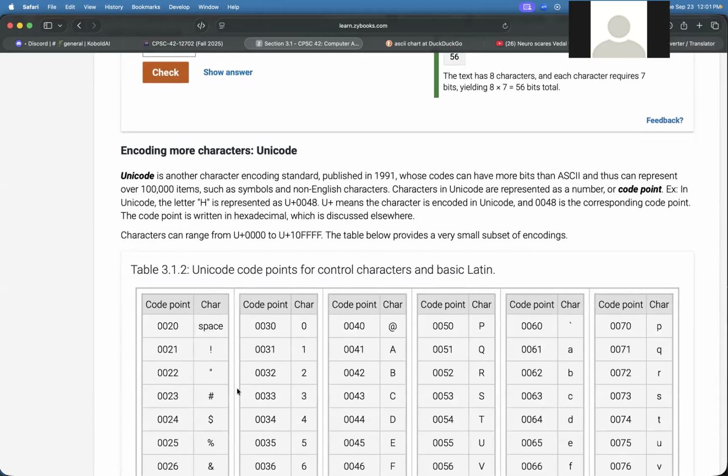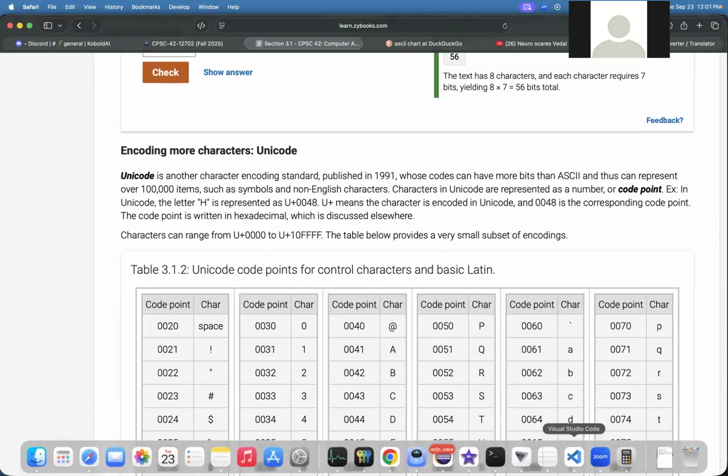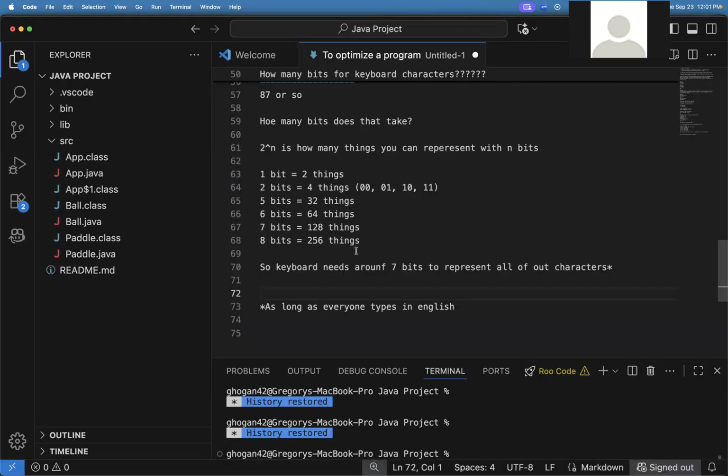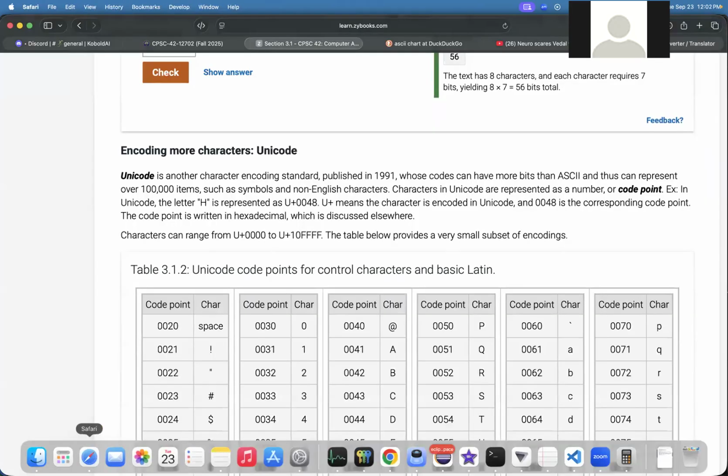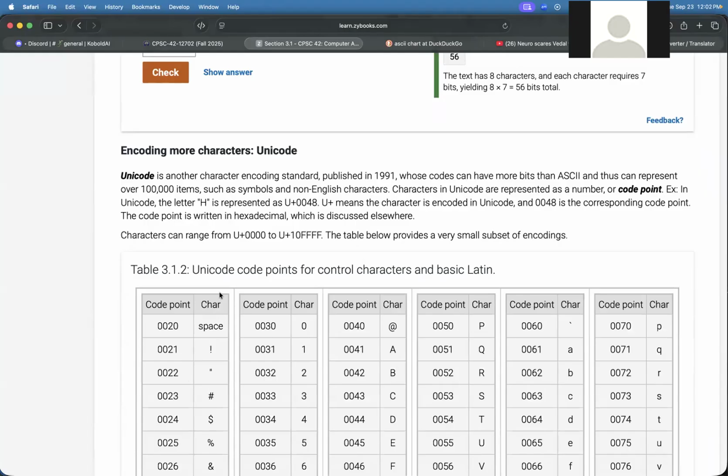Now, the thing about ASCII, and I sort of implied it when we were looking at this, when we said keyboard counts around, we need around 7 bits to represent all of our characters. And then I said, as long as everyone types in English. But of course, eventually, after a few decades, people realized that not everybody in the world does speak English. And so they finally got around to doing something about that.